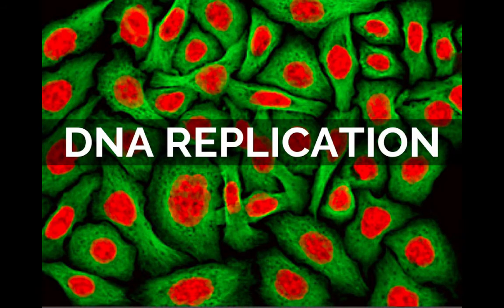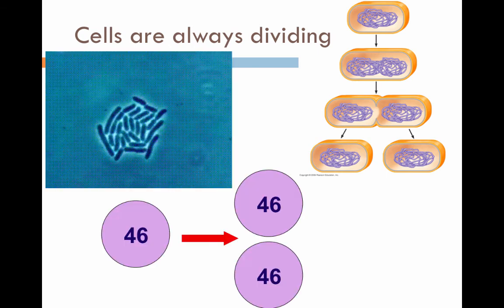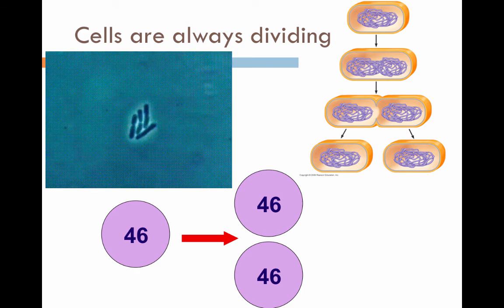In order to make every cell in your body have the exact same DNA, the DNA needs to copy itself. This is called DNA replication. Cells are constantly dividing, replicating, multiplying, whatever you want to call it. They are constantly dividing and dividing and dividing.